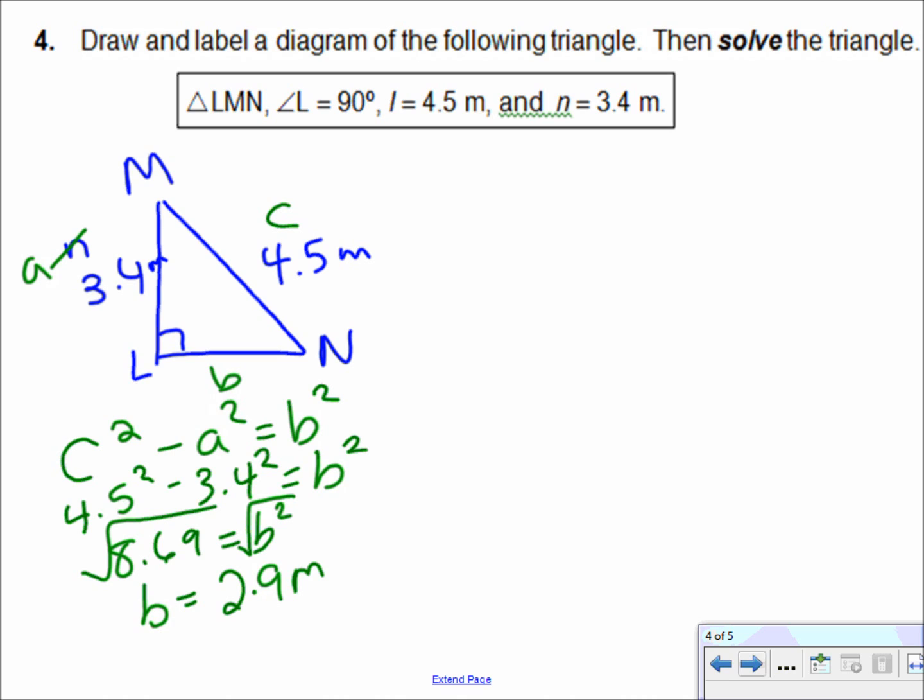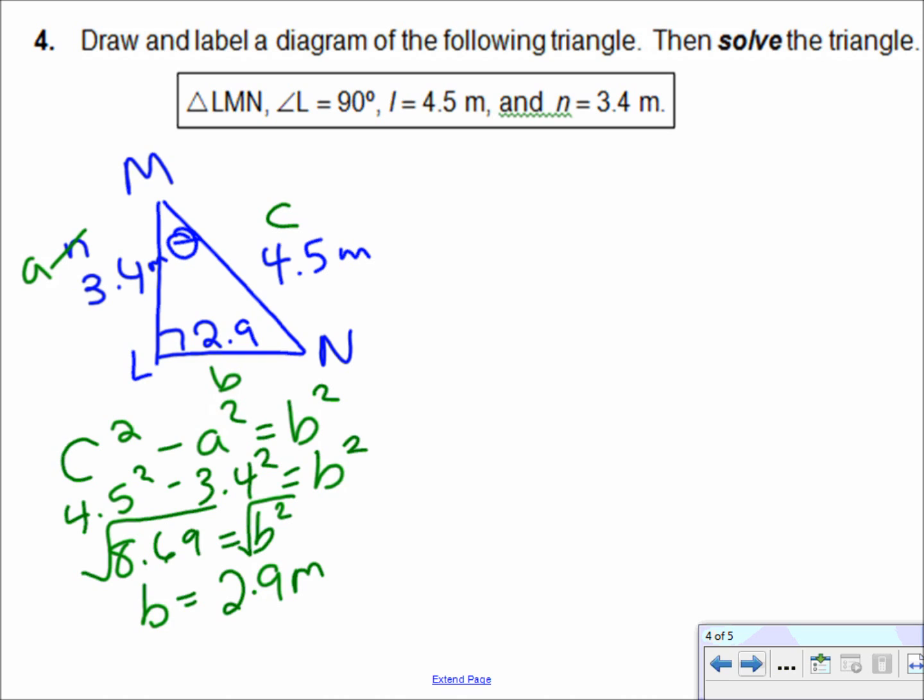So when it says solve for the triangle, that means they want everything. Based on what we know, we now know that that side length is 2.9. We have one of the angles, we know it's 90, but we need another angle. Does everyone agree with that? So you get to pick any angle you want. Just for the heck of it, I'm going to pick this angle right here.